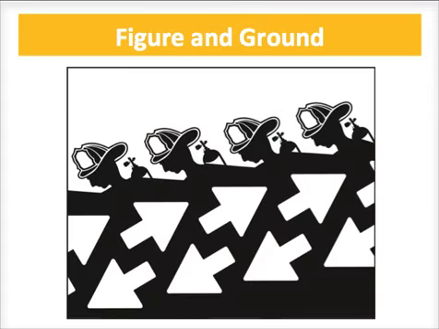Figure ground is another topic covered by the Gestalt psychologists. The figure is the thing that stands out in any visual field. Everything else is ground. This is an interesting diagram because it's a reversible figure ground. If you make black be the figure, then you're looking at a group of firefighters walking from right to left. However, if you make the white arrows be the figure, then you're looking at alternating arrows, and the black becomes the ground.